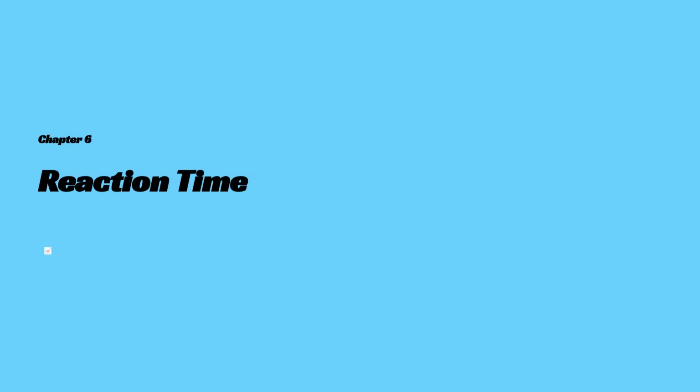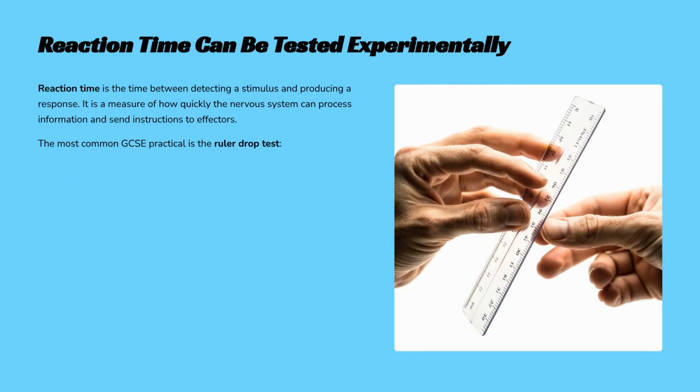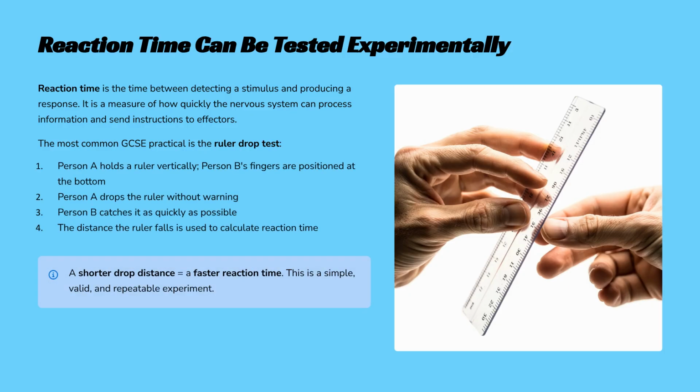We now begin Chapter 6 on reaction time. This section explains how we measure the speed of the nervous system experimentally. Reaction time is the speed between detecting a stimulus and producing a response. The ruler drop test is a common practical used to measure it. A shorter drop distance means a faster reaction time.